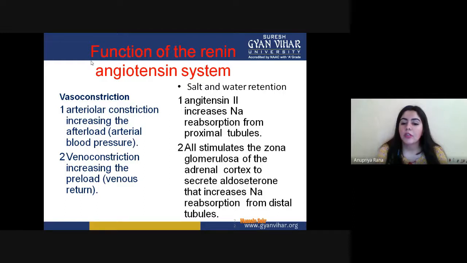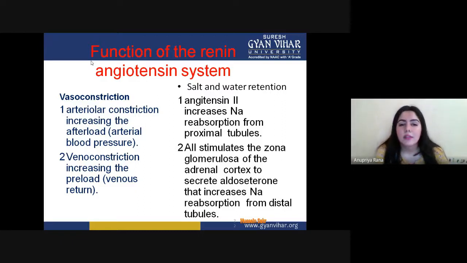from the tubule. So here, it stimulates the zona glomerulosa, this layer of the glands of the zona glomerulosa of the adrenal cortex. So these have to secrete aldosterone, and they just secrete this aldosterone only when the renin angiotensin system works.